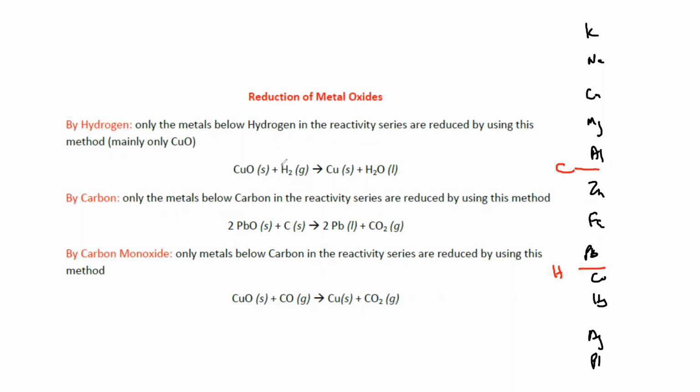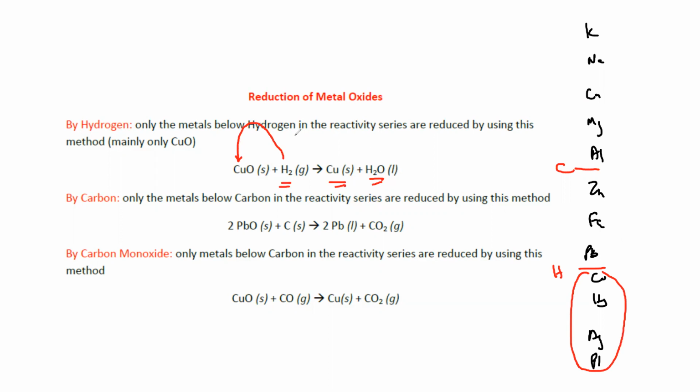So if we use a metal more reactive than the other one, then the reaction can occur. For example, we can also reduce a metal oxide by hydrogen. But which metal oxides can be reduced by hydrogen? Those which are below hydrogen, because hydrogen is more reactive. As we go down, the reactivity is decreasing. So if we have copper oxide and we react it with hydrogen, because hydrogen is more reactive, it will displace the copper. So copper metal will be there and it will produce H2O or water.